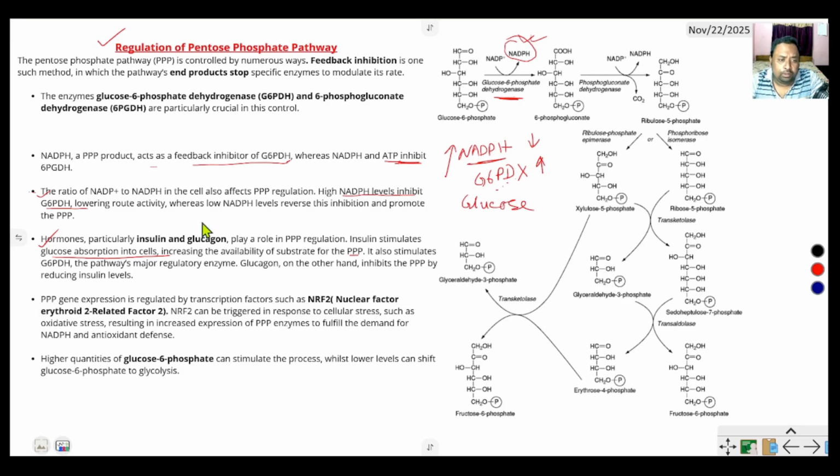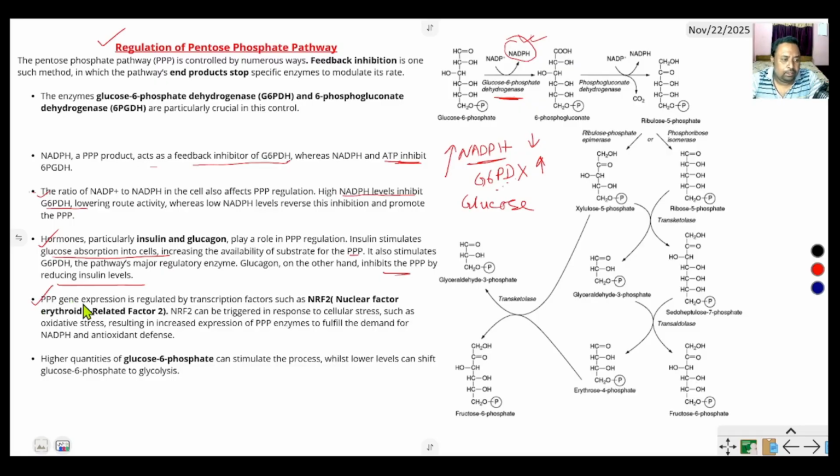Glucagon, on the other hand, inhibits the PPP by reducing insulin level. Glucagon converts glycogen into glucose and increases the concentration of glucose in blood. But with insulin, the blood glucose is converted to glycogen or transferred into the cell. The insulin stimulates the PPP, but glucagon inhibits it.